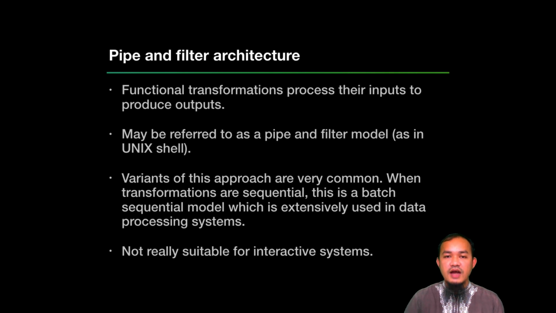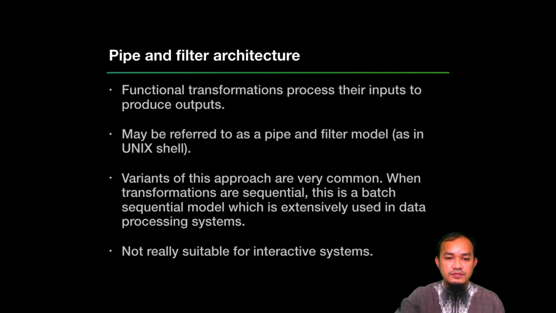Pipe and filter architecture. Functional transformations process their inputs to produce outputs. It consists of pipes and filters. You know a pipe, right? I think everyone knows a pipe. The pipe is the pipeline that sends and receives the data. The filter is what controls the data inside the pipe. This is what we call pipe and filter architecture.